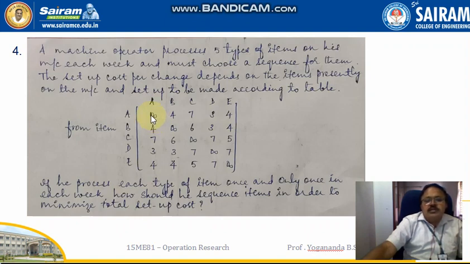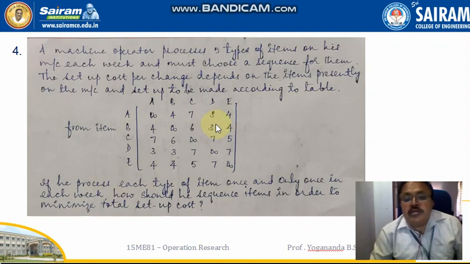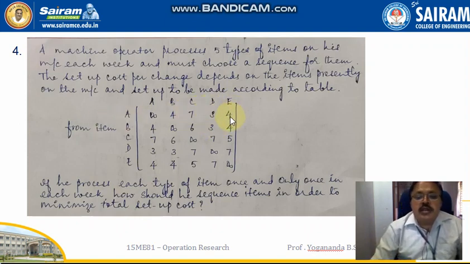Instead of keeping it blank, we are using this particular symbol. So changing the setup from product A to product B, the cost incurred will be 4 units of currency. If it is in terms of tens, it becomes 40. If it is in terms of 100, you take it as 400 like that. Similarly, if the setup is changed from product A to product C, the cost will be 7 units. Similarly, from A to D, it will be 3 units. From A to E, it is 4 units.